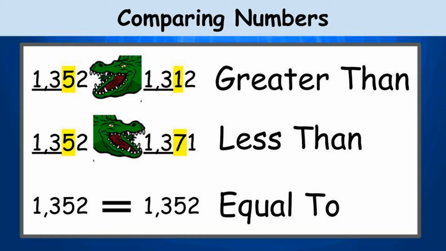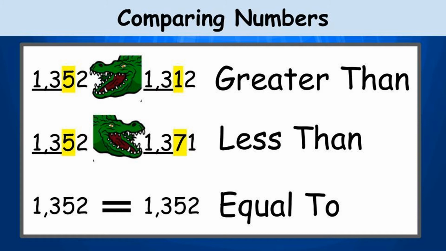Let's move on to the second example. We have 1,352 and 1,371. We start off with the thousands place. Since they're both 1, we're going to move over to the hundreds place. Since they're both 3, we're going to move on over to the tens place. We notice that they're different once again. One is a 5 and one is a 7. I highlighted them so I can focus my attention on them and decide which number is the largest number. In this case, it's the 7. So this time I'm going to eat the right number and make it say 1,352 is less than 1,371.